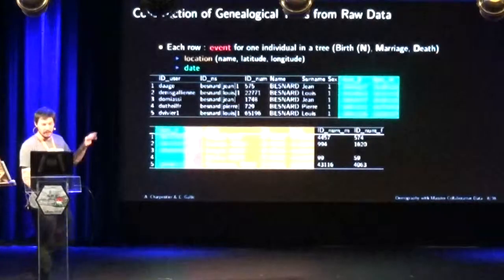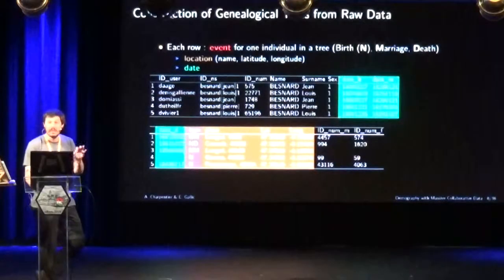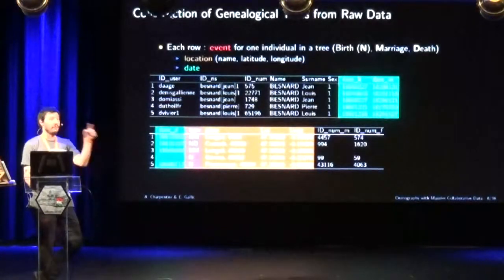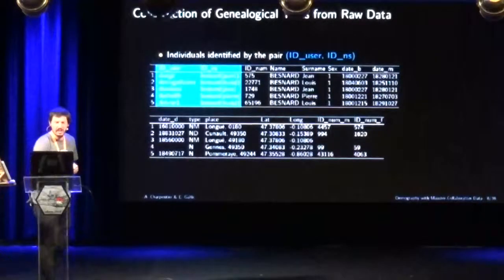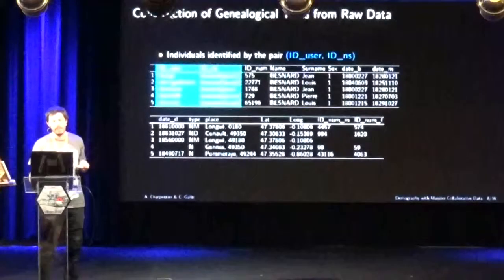Then we got information about dates. Okay, so usually it's date of birth, date of marriage, and date of death. And you can see that sometimes we got missing data. Sometimes we got stupid data, like someone died before getting born. Okay, so we have to deal with that. And then we got some ID, and the ID is related to the user and the name of the guy.